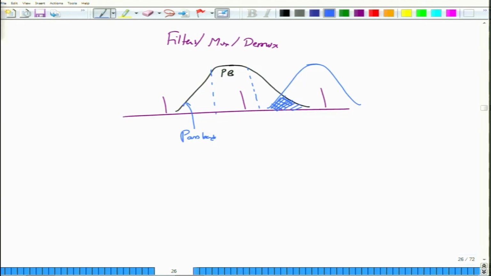How lossy the device is can be determined by the insertion loss of this filter. How much of the adjacent channel has been attenuated depends on the overlap between these two, and that is called the adjacent channel isolation of the filter. And this is the other side of the filter as well. This is again the hatched area representing the crosstalk or the adjacent channel isolation.